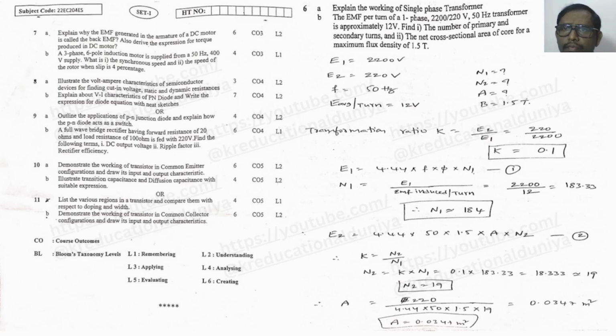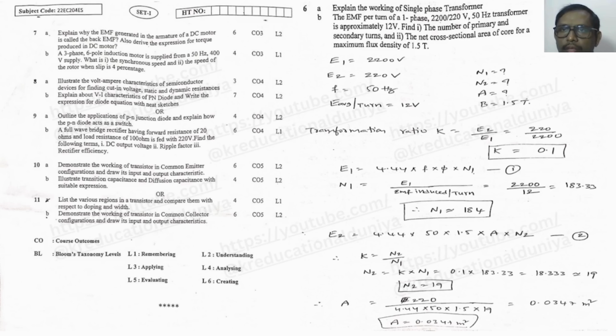Find the number of primary and secondary turns and the net cross sectional area of core for a maximum flux density of 1.5 Tesla. So here they have given the data for a single phase transformer. 2200 by 220 volts, that is, E1 is 2200 volts and E2 is 220 volts, frequency is 50 Hz, and the EMF per turn, for one turn, is 12 volts. The voltage of the entire winding is 2200 volts.